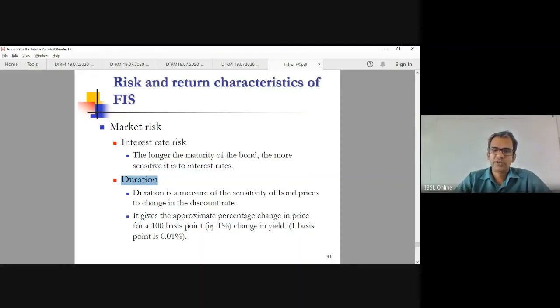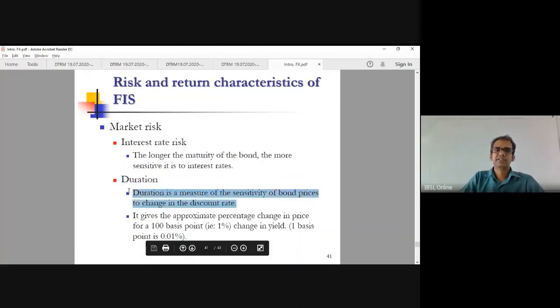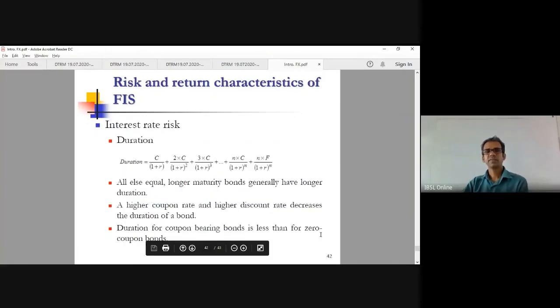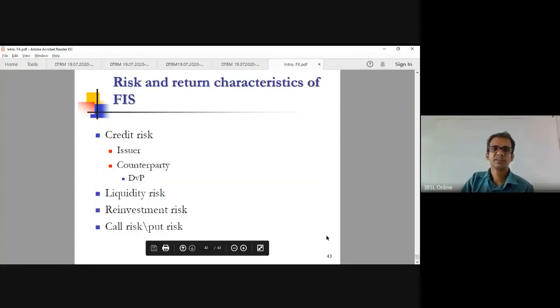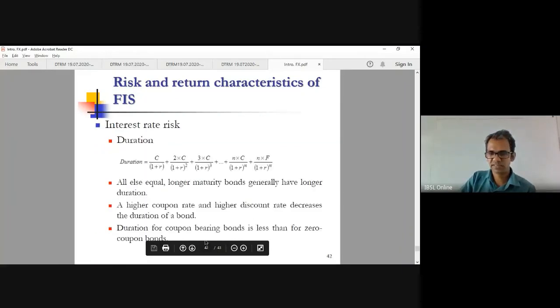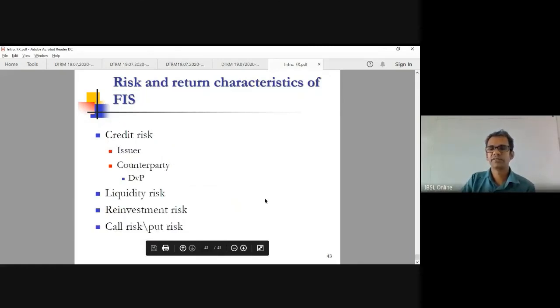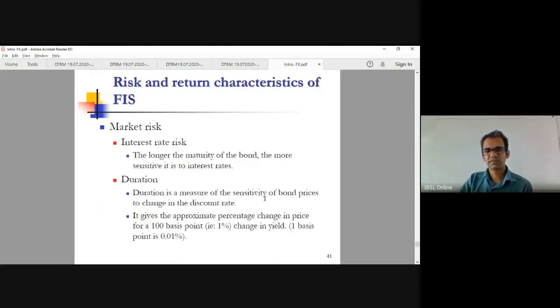We'll discuss how to calculate duration and how to interpret it next week. That measures the interest rate risk. Duration is a measure of sensitivity of bond prices to change in the discount rate or the yield. That means that is the interest rate risk. There's a separate handout presentation on that. For the time being, remember that duration is a measure of interest rate risk.